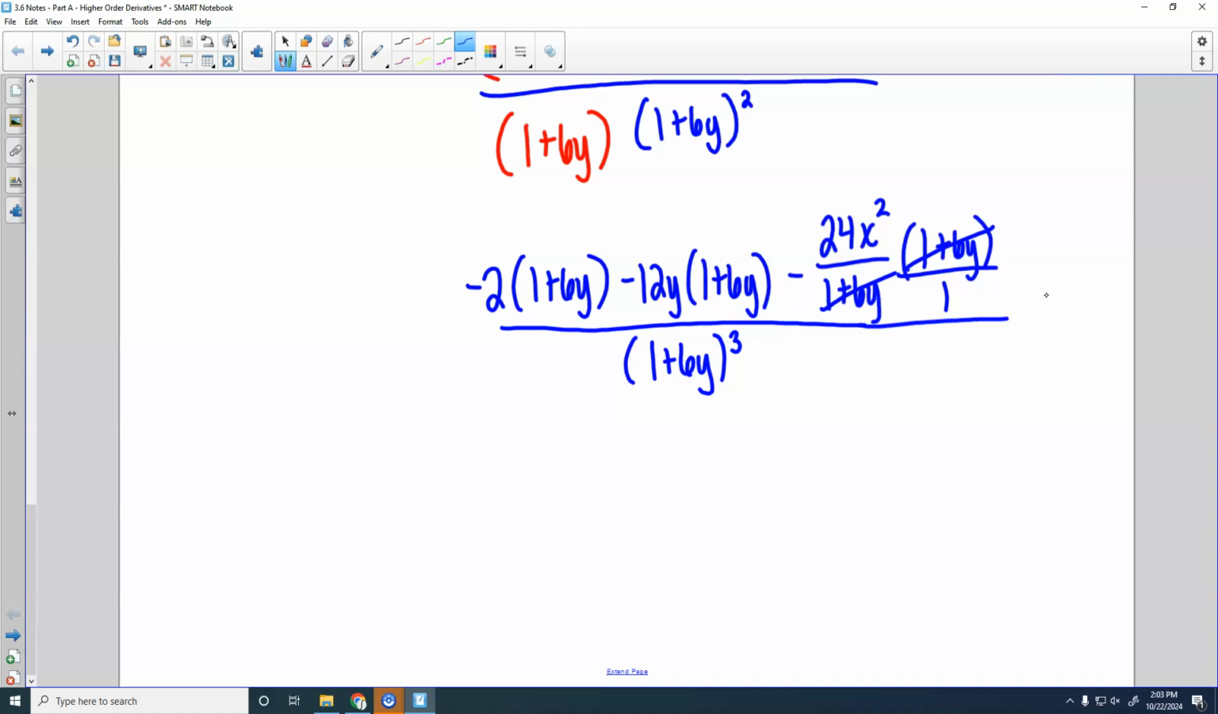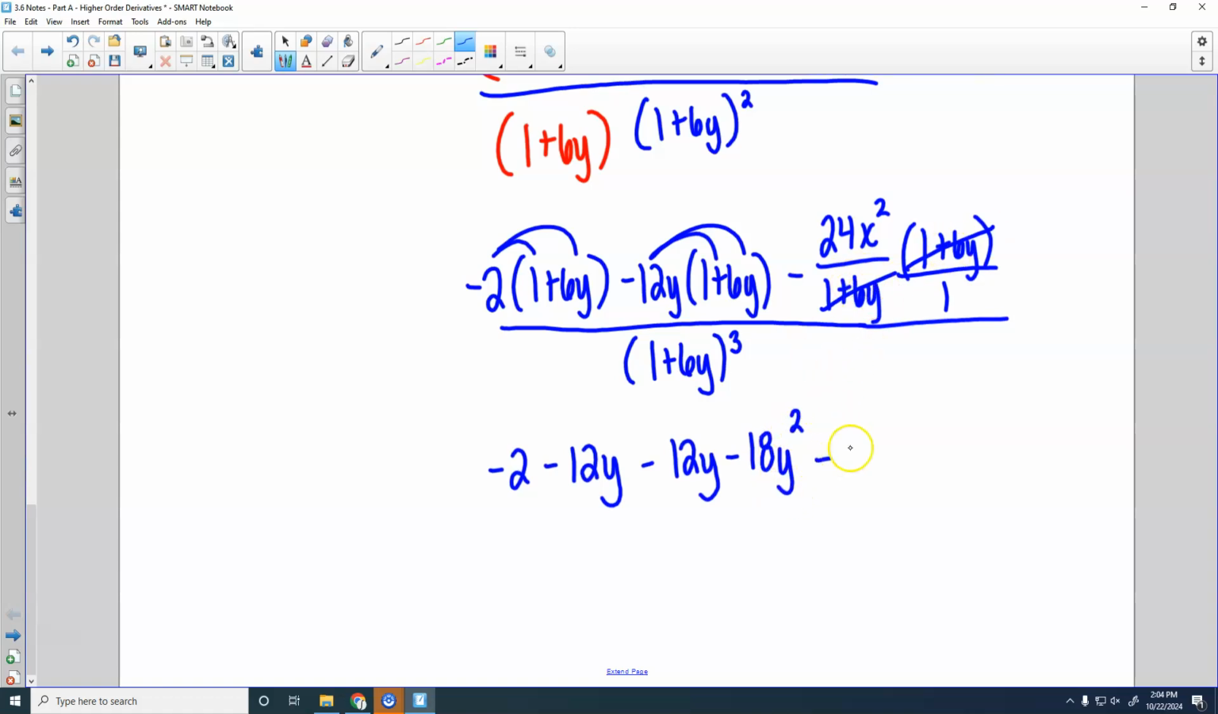So what should we do now? Let's distribute. So we will get negative 2 minus 12y. Here we'll get negative 12y minus 18y squared. And then since our denominator canceled there, we've just got minus 24x squared.